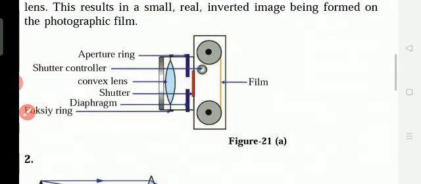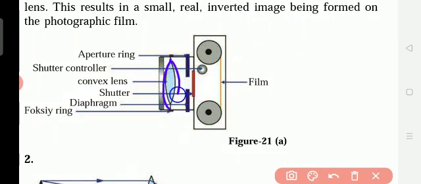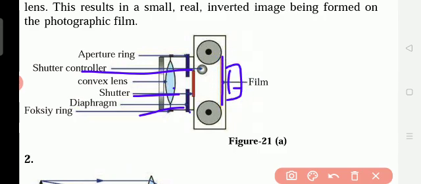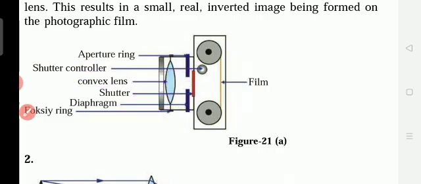Okay, so here you see the aperture ring. The aperture ring controls how much light enters through the curved surface; that opening is called the aperture. Above the aperture ring is the shutter control, then the convex lens, shutter, diaphragm, focus ring and film. So here only the images will be formed. Okay, so convex lens. Understand?